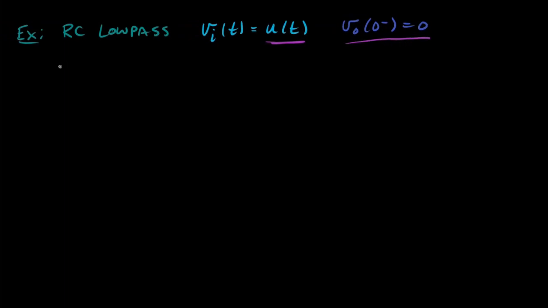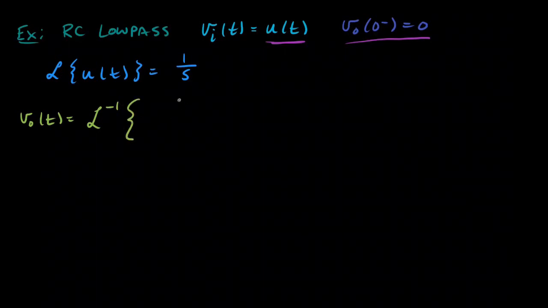Okay, the first thing I want to remember is that the Laplace transform of u of t equals 1 over s. Now that's going to modify this thing that I have to take the inverse Laplace transform of. So my expression for V out of t is going to be the inverse Laplace transform, and now I'm going to have this 1 over RC divided by s times s plus 1 over RC.